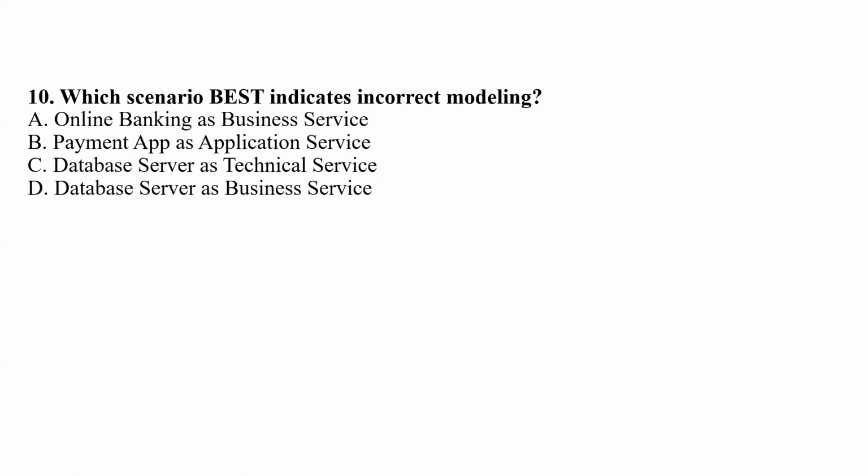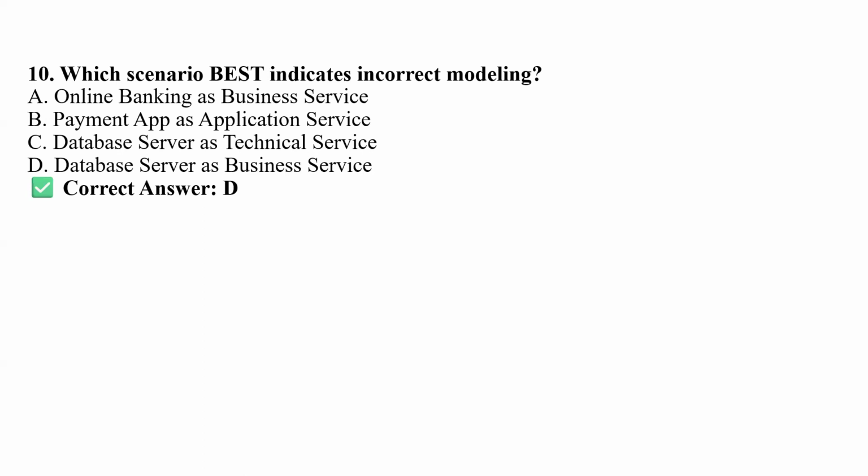Please watch the question carefully. It's a very tricky question, and confusing also. The question clearly mentions incorrect modeling. So the correct answer is option D, database server as a business service. Options A, B, and C are correct, but option D is the wrong option, and here we are asking for the wrong option.